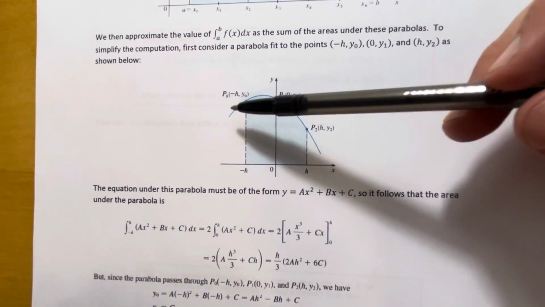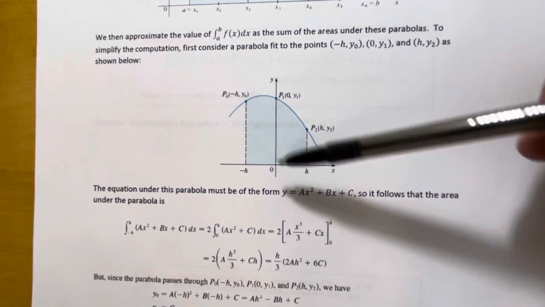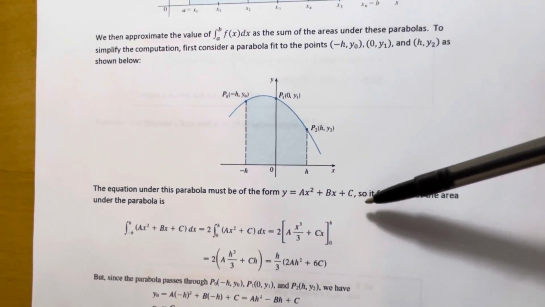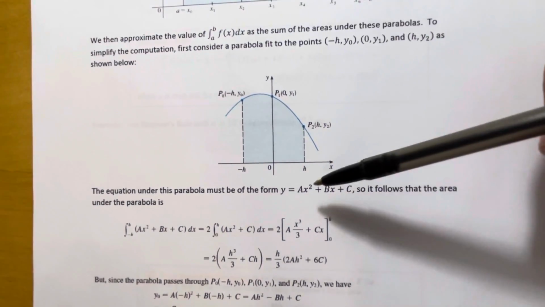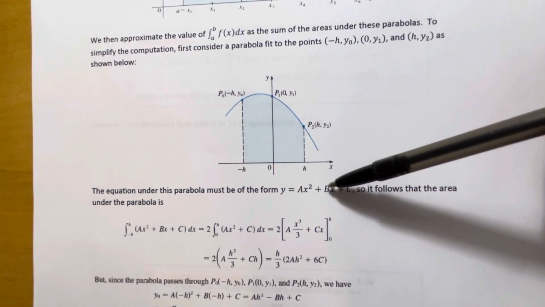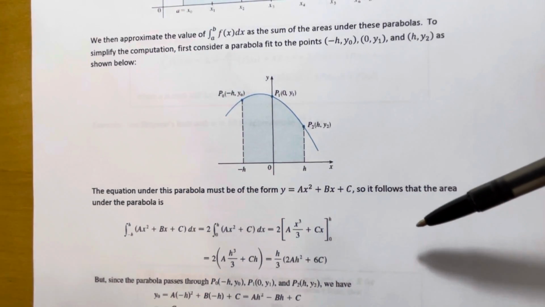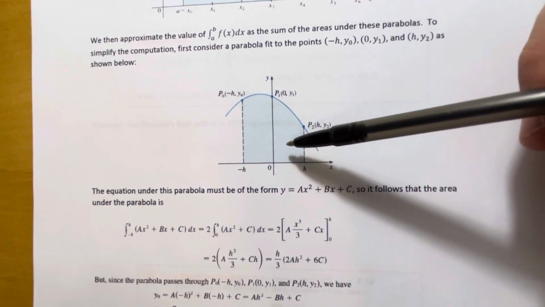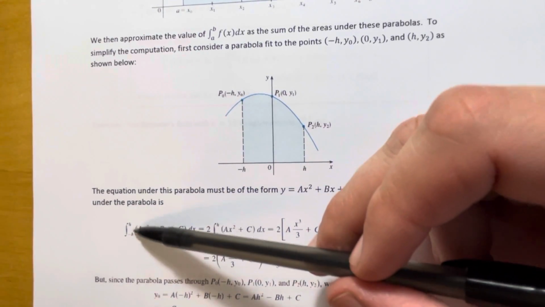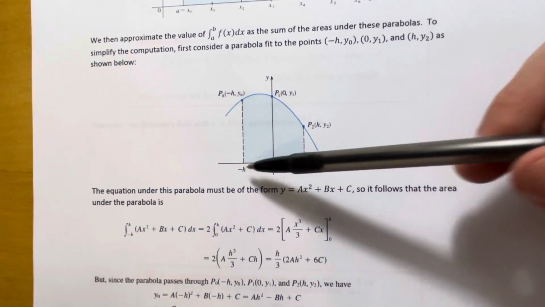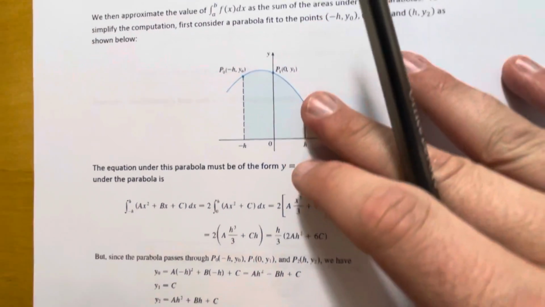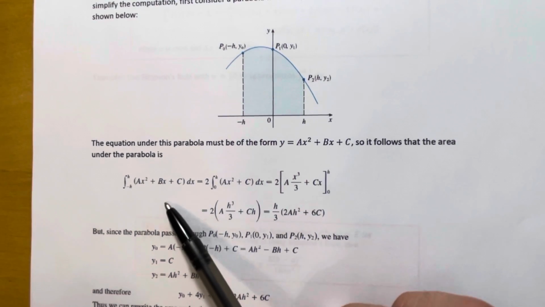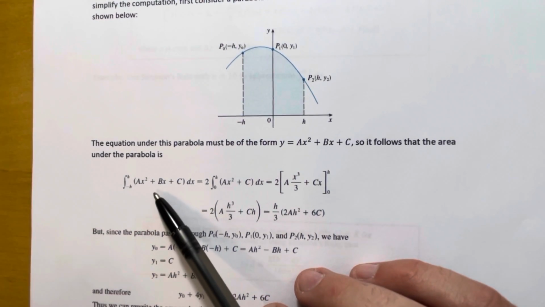The next thing we're going to do is, because this is a parabola, we know that it comes from the graph of a quadratic function. So let's suppose that quadratic function is this: y equals ax squared plus bx plus c. To find the area under that parabola, what we're going to do is integrate from negative h to h, because that's where that area is accumulated. Now, I don't know what a, b, and c are, but I can do this integral just in terms of a, b, and c, and we're going to use some symmetry here.